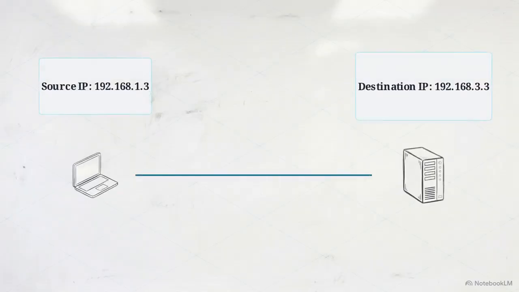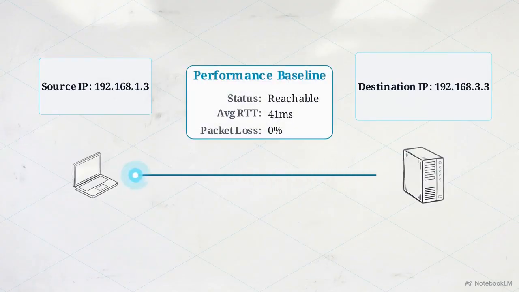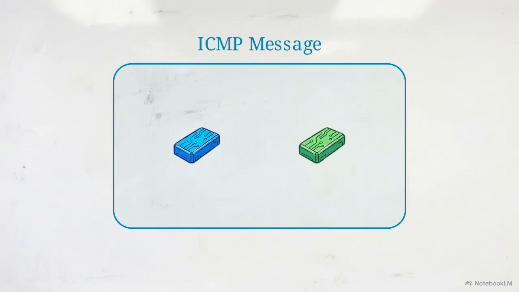Ping is the primary administration utility used to establish a performance baseline and verify basic Layer 3 reachability between two IP addresses. As detailed in this diagram, Ping relies on the Internet Control Message Protocol, or ICMP. It utilizes two specific payload types, the echo request and the echo reply.